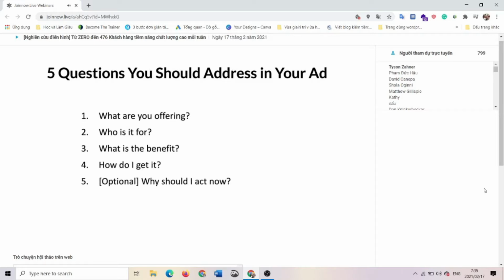How do I get it? And then this one's optional. You don't have to do this one, but I highly recommend it if you can. The prospect would be wondering, all right, why should I act right now? What's the advantage of doing it now as opposed to waiting?